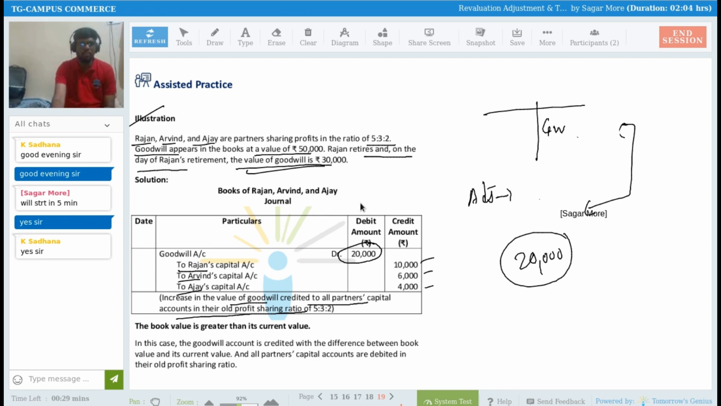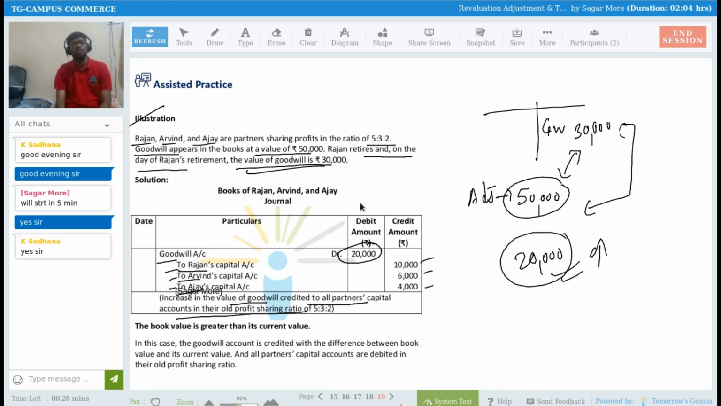The value of goodwill actually given in the balance sheet is only 30,000 rupees. And as per the adjustment, they are saying the value of today's goodwill is 50,000 rupees. It means you have to increase your goodwill amount by 20,000 rupees. And whenever you increase goodwill, you have to debit goodwill account and credit partners' capital accounts, because they are the sacrificing partners, not gaining partners. Sorry. So simply you have to see whether the value of goodwill increases or not. Yes, the value of goodwill increases by 20,000 rupees. So you have to debit goodwill account and credit all partners' capital accounts as per their old profit sharing ratio. Simple.